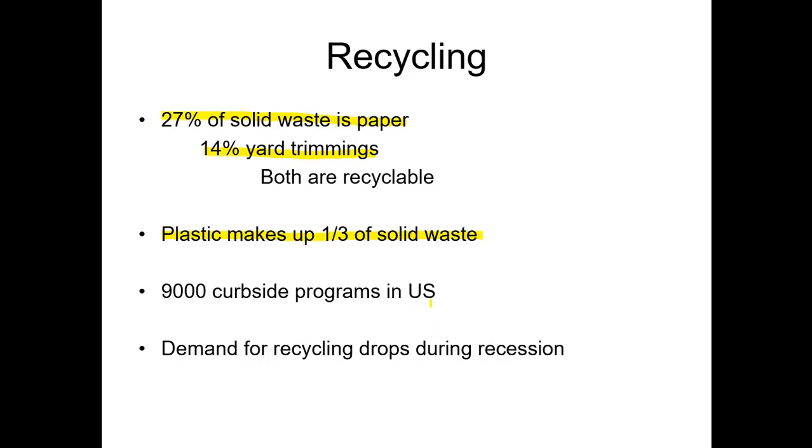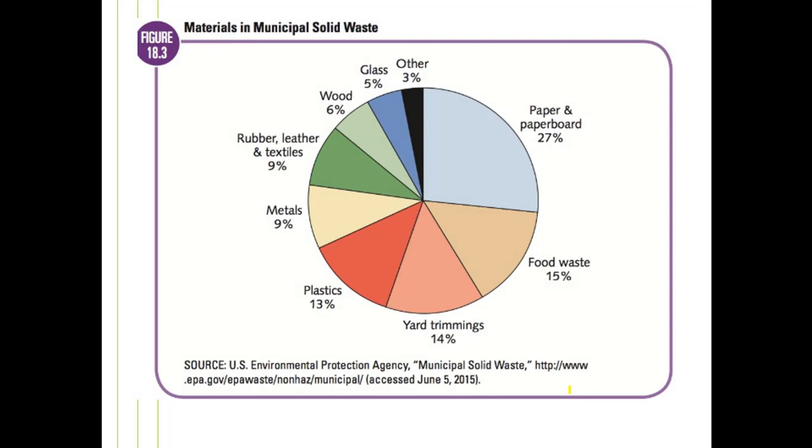Some municipalities may even be giving up on it to a certain extent, but we do have 9,000 plus curbside programs in the United States where you put your glass, your cans, your plastic, and your paper on the curb for recycling. And again, as a matter of priorities, during a recession, demand for recycling is going to take a dip because of other priorities to try to get the economy back going. Here is a pie chart from the book that shows the breakdown of the solid waste in the United States.